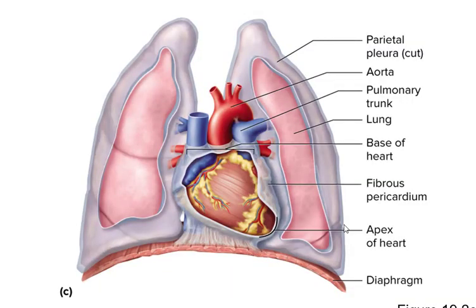So here's a picture from your book that shows you kind of how the heart is oriented. And there's the apex down there. Obviously this is the left lung because you can see the notch that allows the heart to fit in there. And you'll notice both the lungs and the heart are attached to the diaphragm.